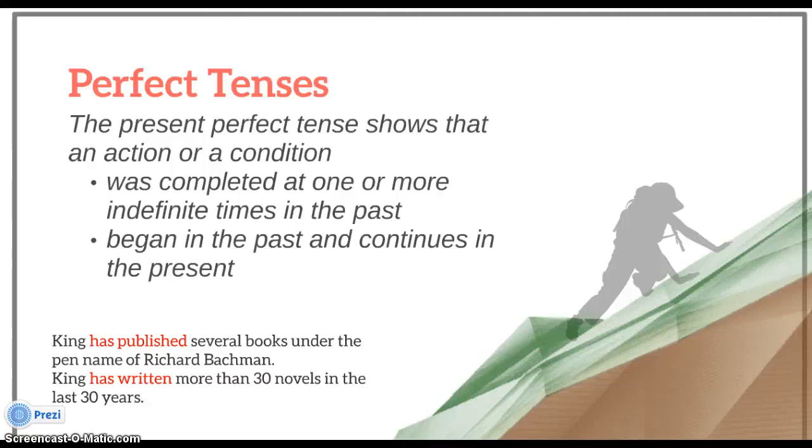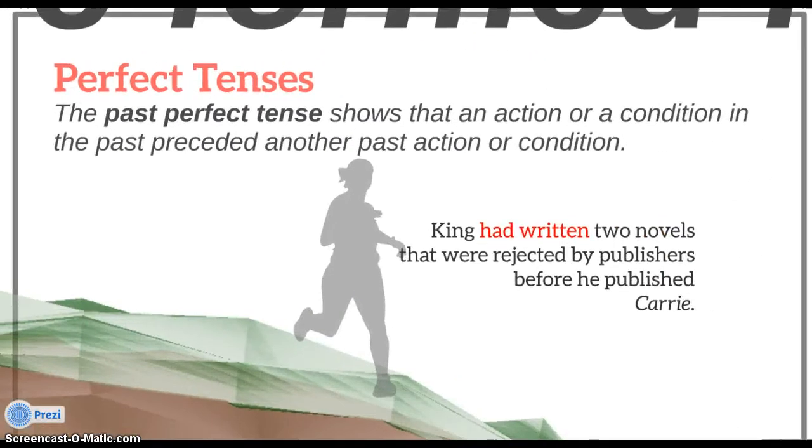That's present perfect tense. Present perfect tense can also show us that an action or a condition began in the past, but continues in the present. Look at our second example. King has written more than 30 novels in the last 30 years. He started in the past, but he's still doing it now. That's present perfect tense. We also have past perfect tense.